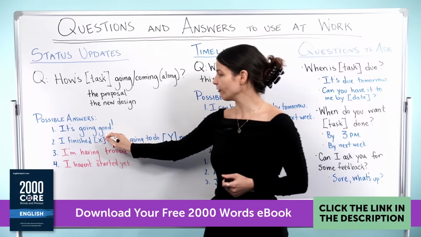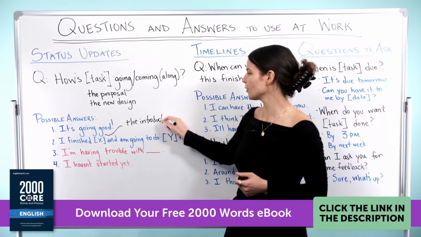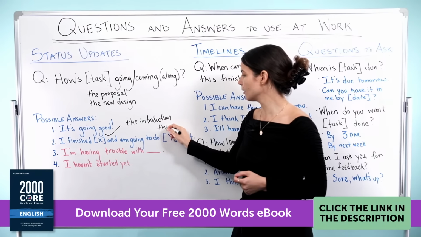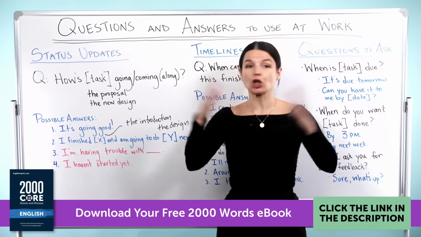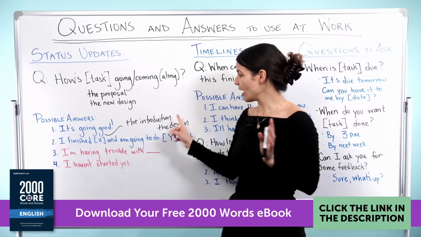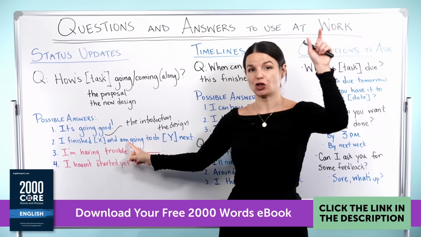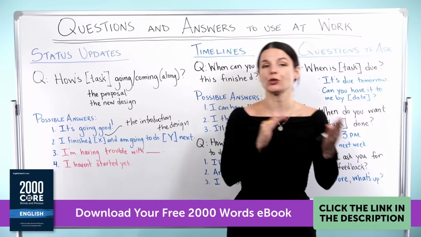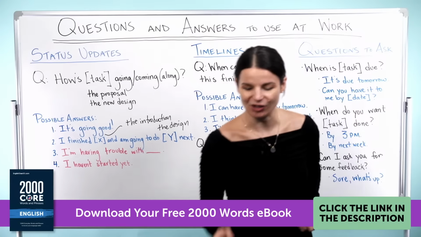You can say, I finished the introduction and am going to do the design next. Or I'm going to do the conclusion next. Or I'm going to do the research next, right? So we have 2 small pieces inside the main task in example 2, answer 2, okay? So how's the proposal going? Oh, I finished step 1, am going to do step 2 next. It depends on your task. You can send a few examples in the chat, okay?